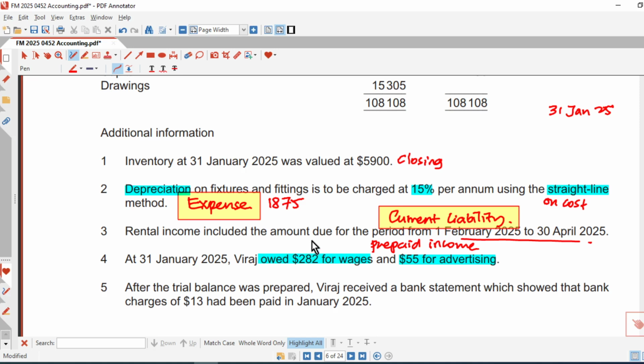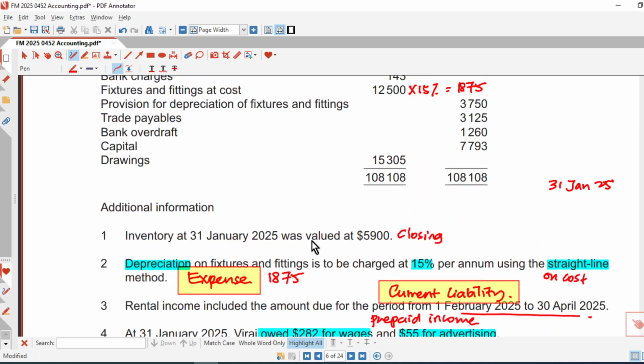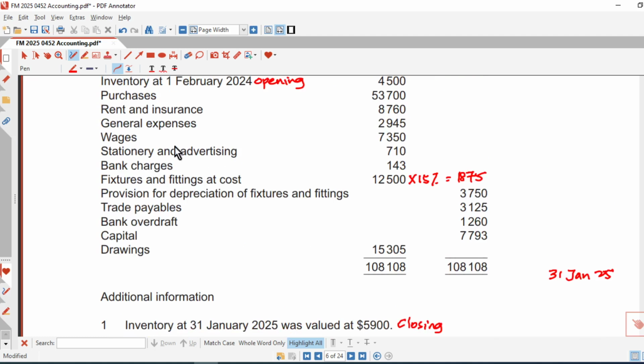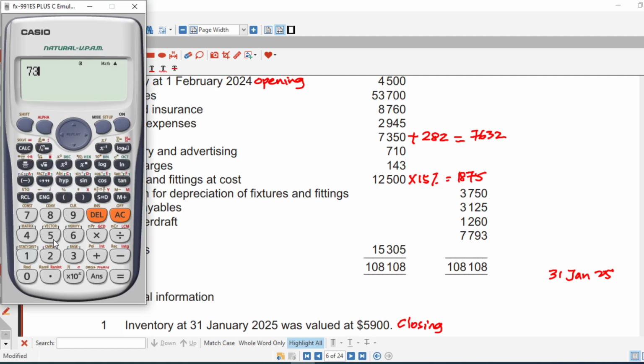So what I'm going to do is go up again and make my adjustments. We're going to go to the wages account. Where's my wages? Right here. And I'm going to add in $282 because that's what I owe. It's not been included here, so I'm going to park it in. So this will give us 7,632, am I right? You know what? I have a calculator. Why not make use of that? So, yeah, 7,632.